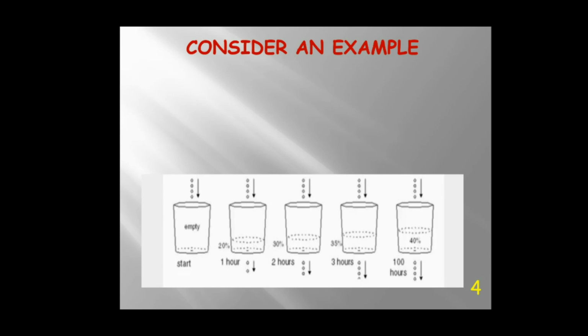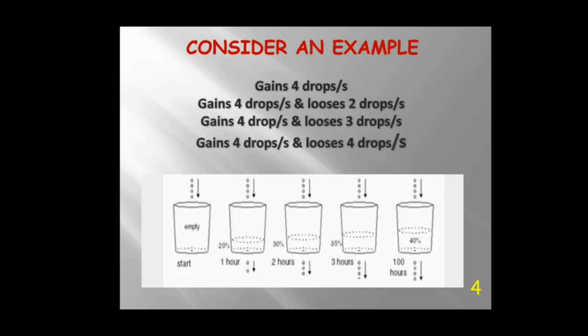In the first picture, water is being collected at the rate of 4 drops per second, and after 1 hour it is filled to 20%. Then water is collected at 4 drops per second and lost at 2 drops per second from the bottom. After 2 hours, the bucket is filled to 30%, gaining 4 drops per second and losing 3 drops per second. And finally, after 100 hours, it reaches a state of equilibrium.